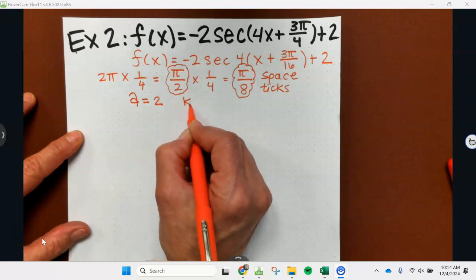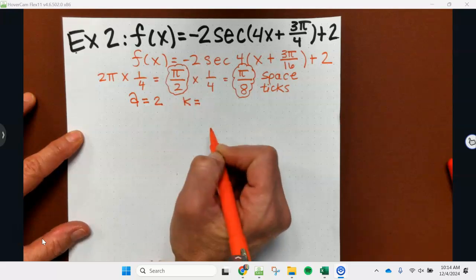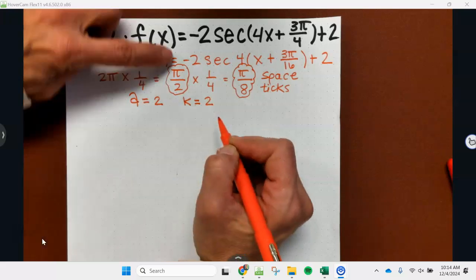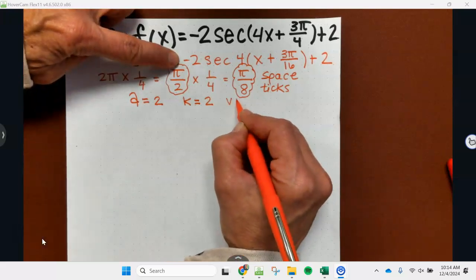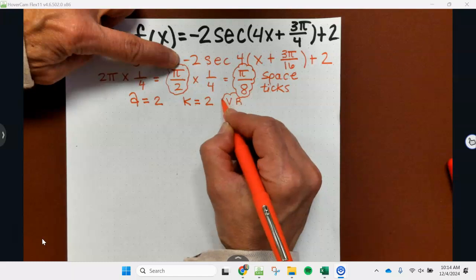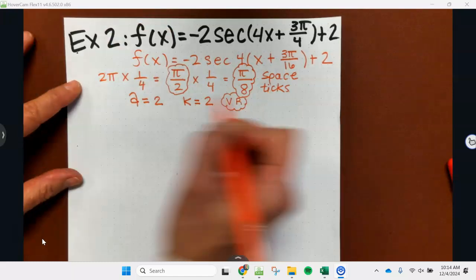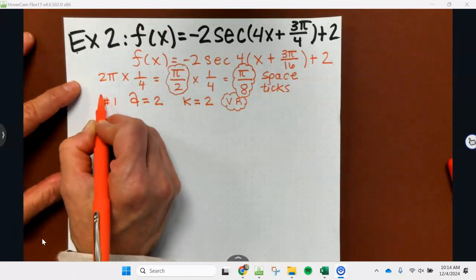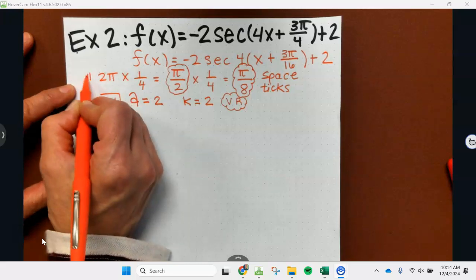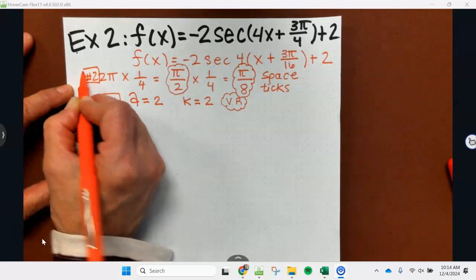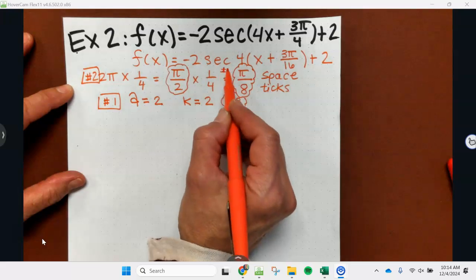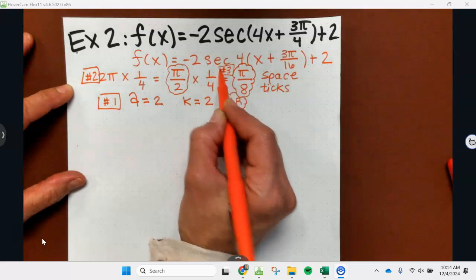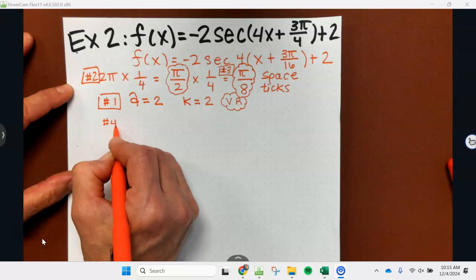What is the k value? It is also 2. And guys, that negative just lets me know it's a vertical reflection. I'm sorry I went out of order. That's really step number 1. Step 2. Step 3. Okay, now we can do step 4.